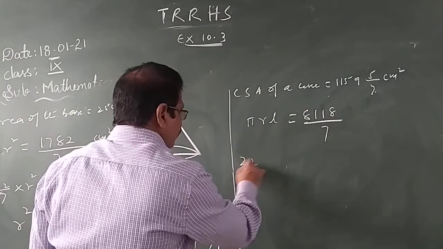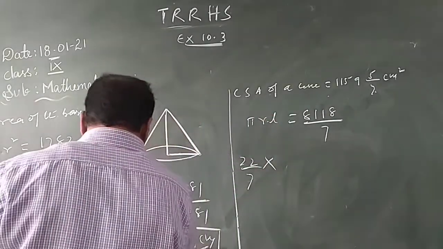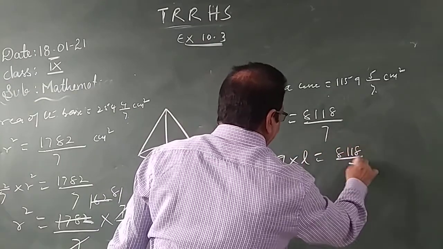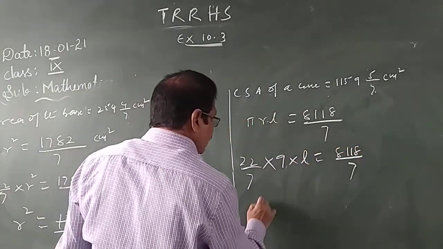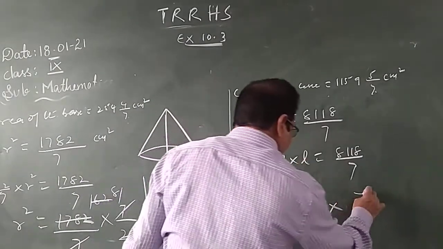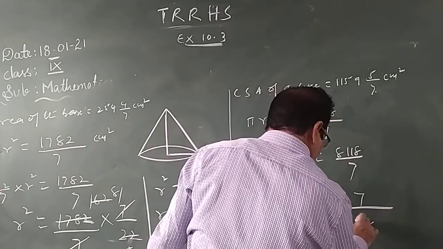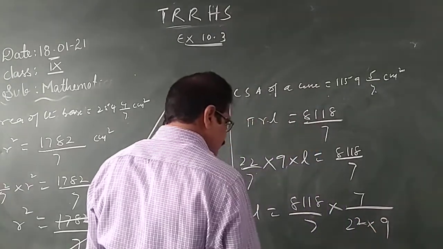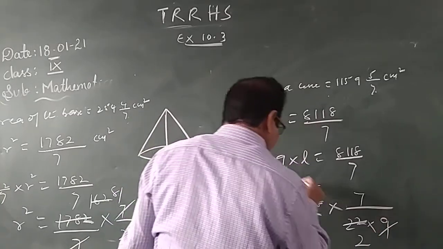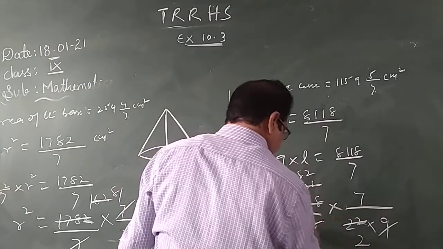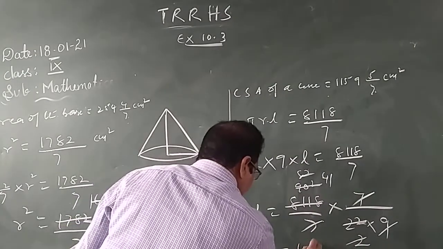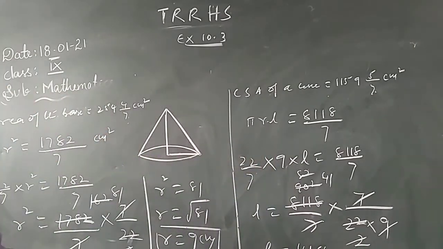Now, pi value is 22 by 7. The radius of the cone is 9. So pi r l is equal to 8118 by 7. Find l. L is equal to 8118 by 7, and this becomes reversed: 7 by 22 into 9. 9 and 81: 9 9s are 81. 11 2s are 22, 11 8s are 88. 7 and 7 cancel. So l is equal to 41 centimeters. The slant height is 41.